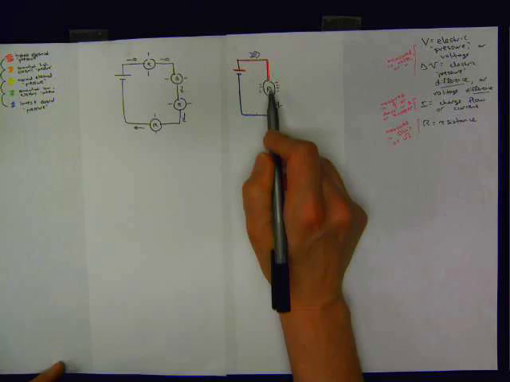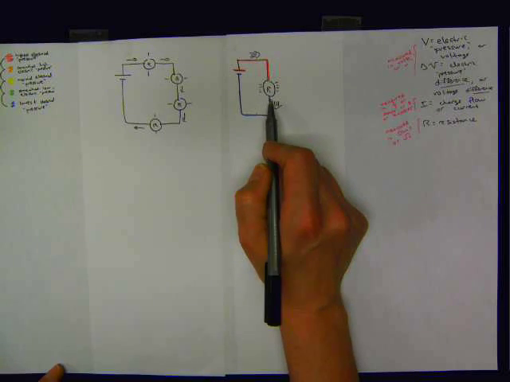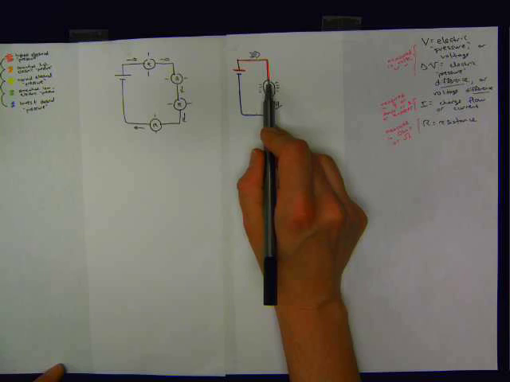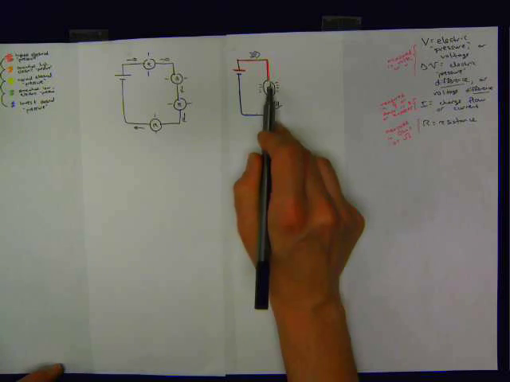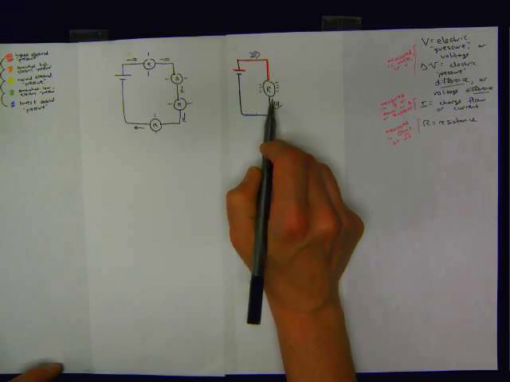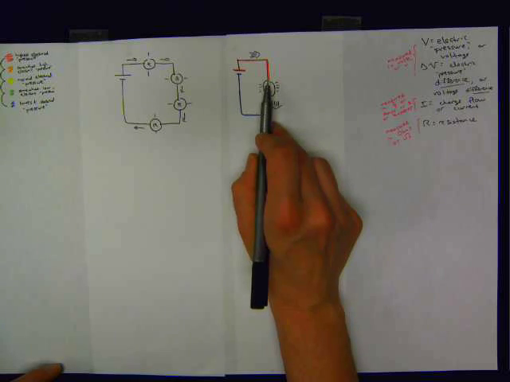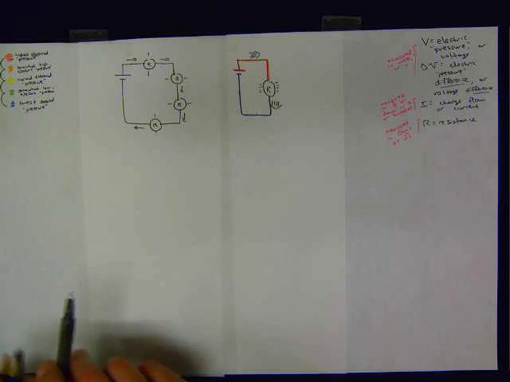There's a lot of pressure difference across that bulb. So that's why that bulb is really bright. I think of that pressure difference as the push that pushes the charge through the bulb. So that pressure difference across the bulb is the push that makes the charge go through it.